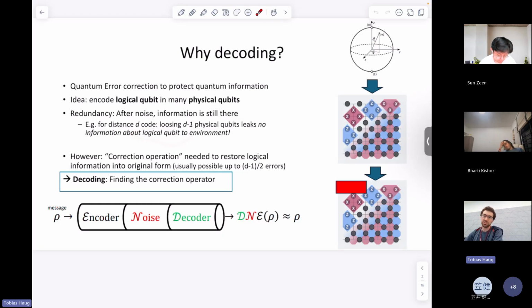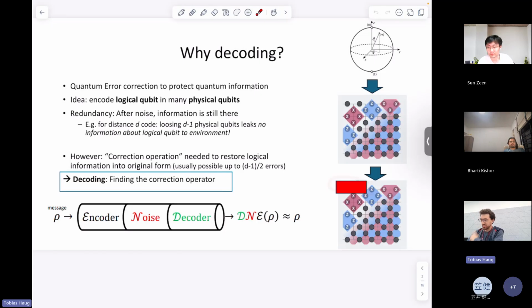What I'm trying to say is that the logical information is still there. But in practice, something has happened. We lost a bunch of qubits, or some noise attacked us. That means our code is now different than before, as I mentioned, let's say if we lost these d-1 qubits.